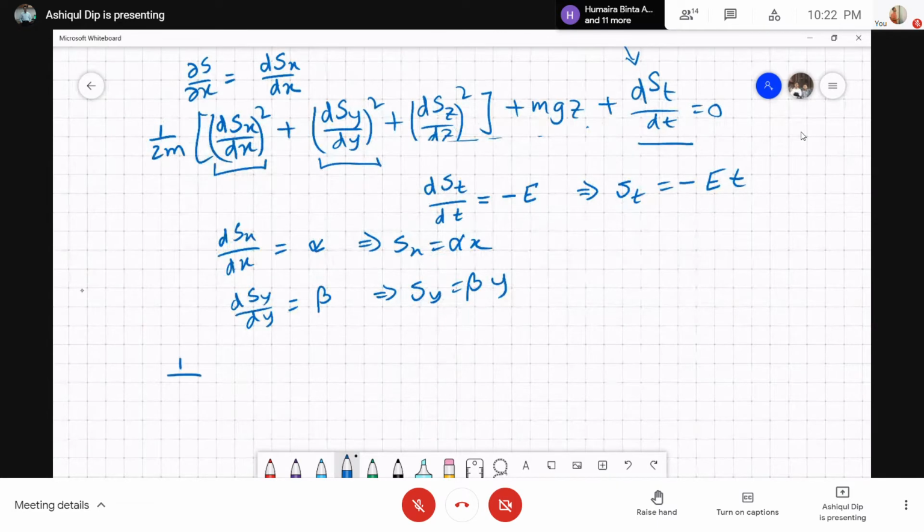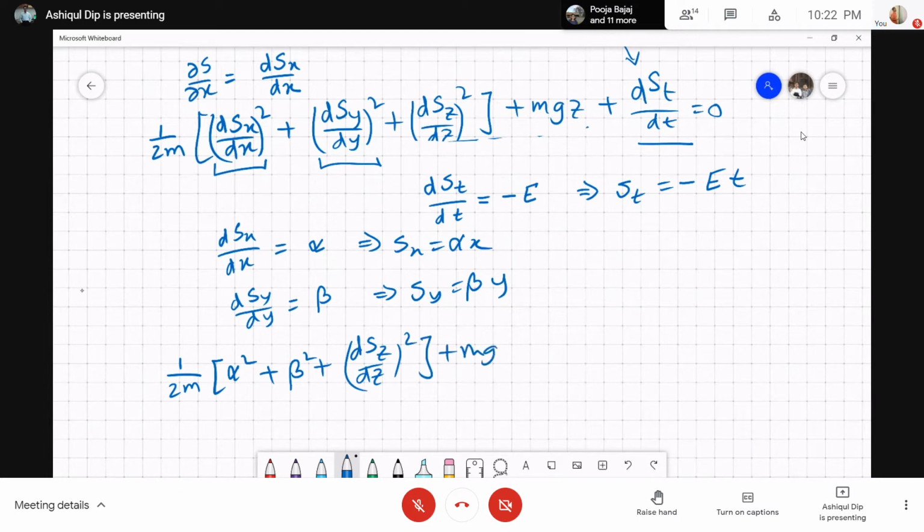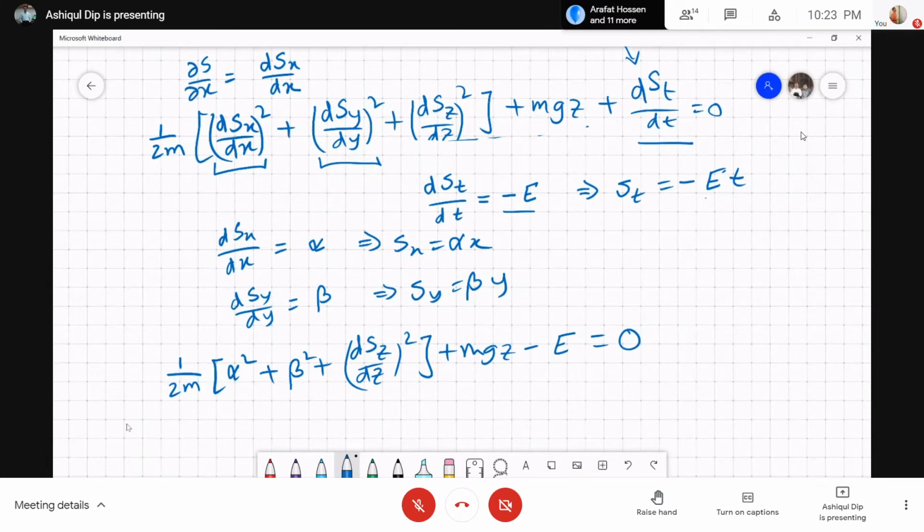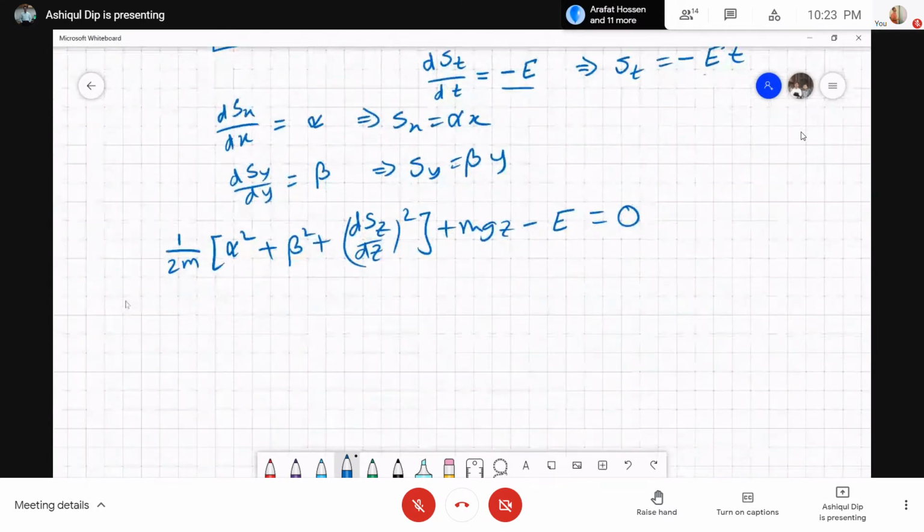So we have 1 over 2m, then alpha squared plus beta squared plus (dSz over dz) whole squared, plus mgz, minus E equals 0. You could choose this as positive E as well, but if you consider negative E, then E has a meaning now. It is the energy of the system. So that's why for the time part we always write it as negative something. You could do the positive one as well, but it doesn't make any difference.